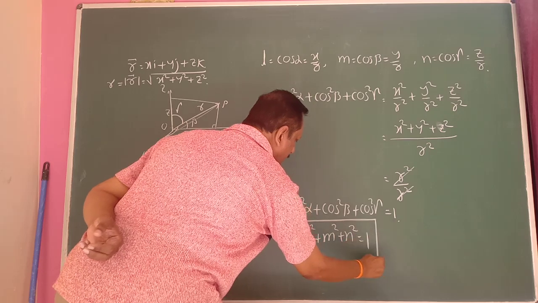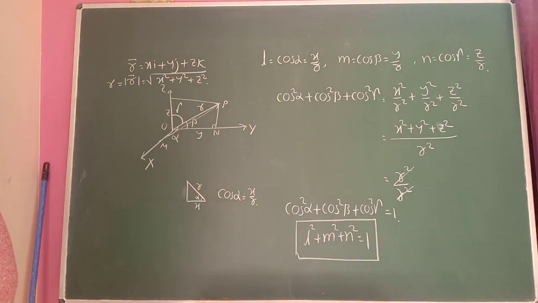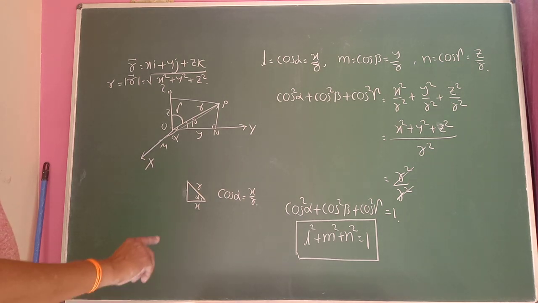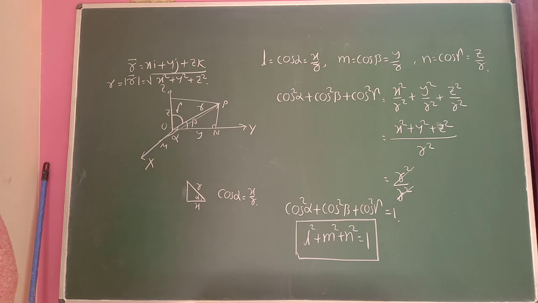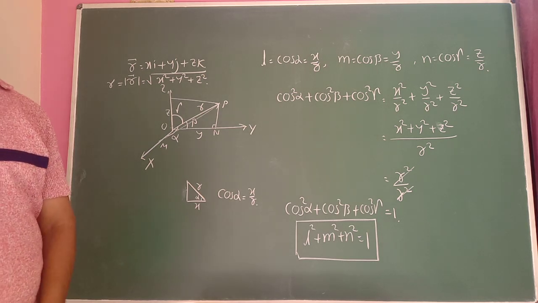So this is a very important result. Remember it. L, M and N are the direction cosines, then l square plus m square plus n square is equal to 1. You remember it. This is a very important formula.